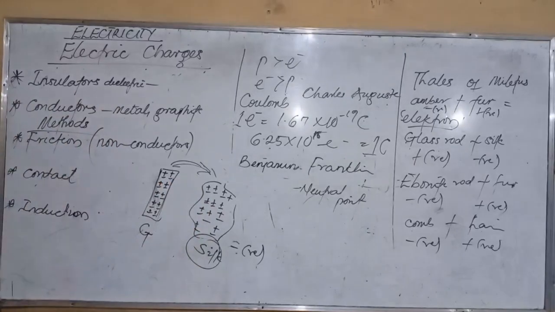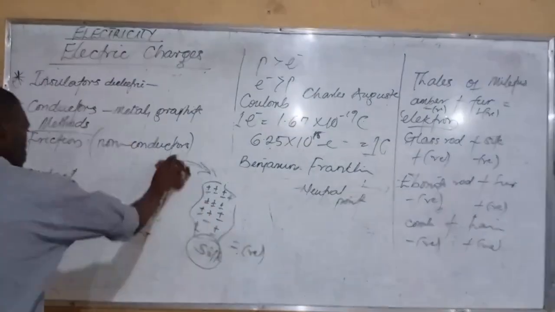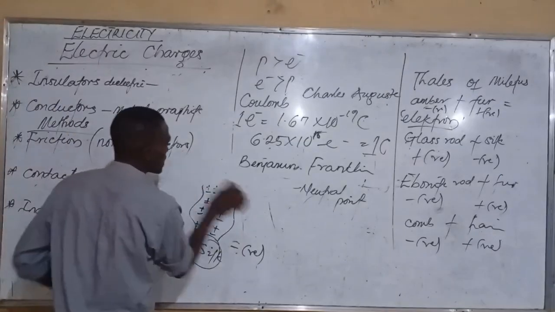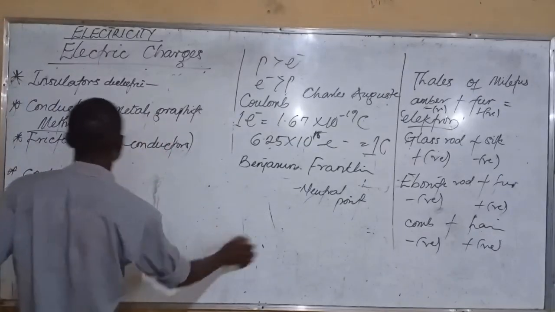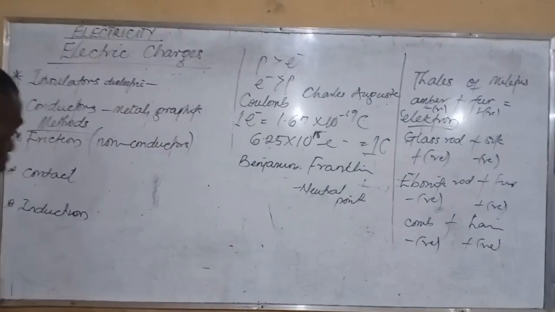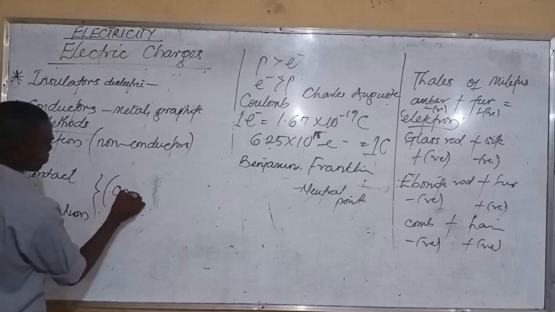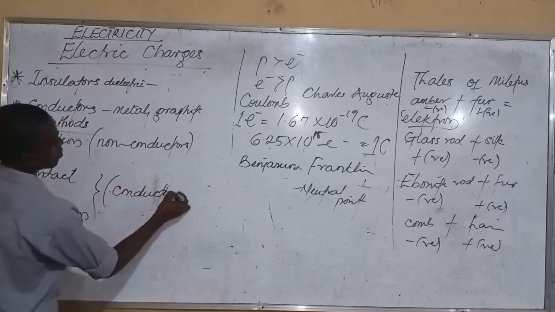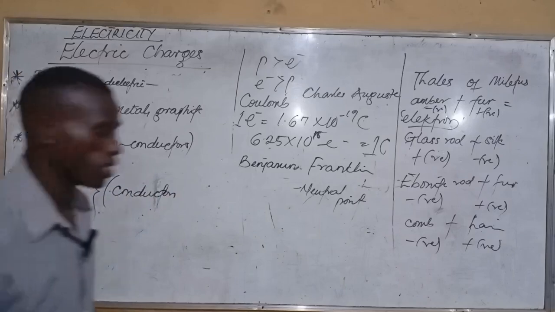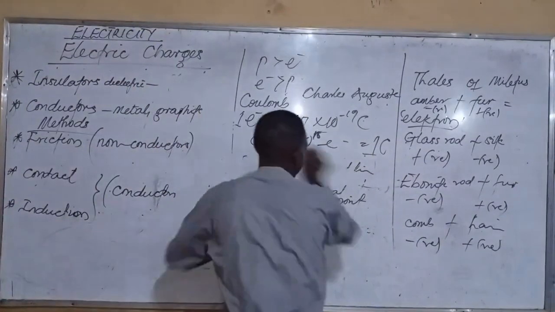Now, how do we charge by contact? These are the two methods by which we charge conductors: charging by contact and charging by induction. These are the ways by which we charge conductors. Now let me clean that part of the board so I can explain how charging is done.